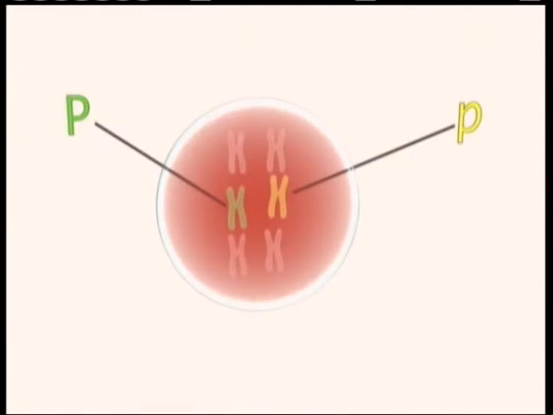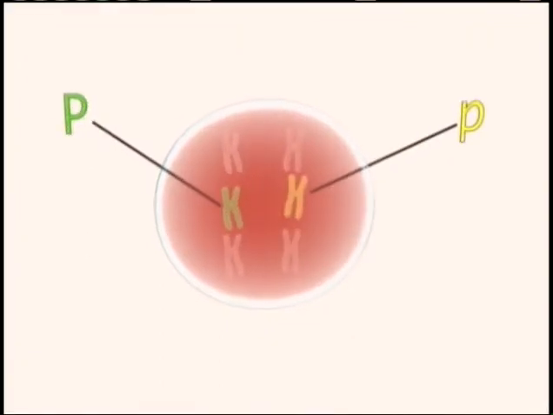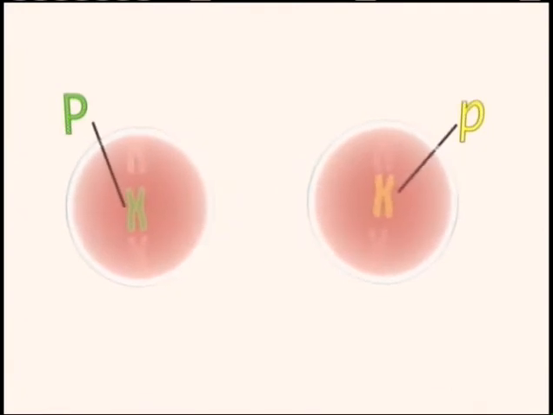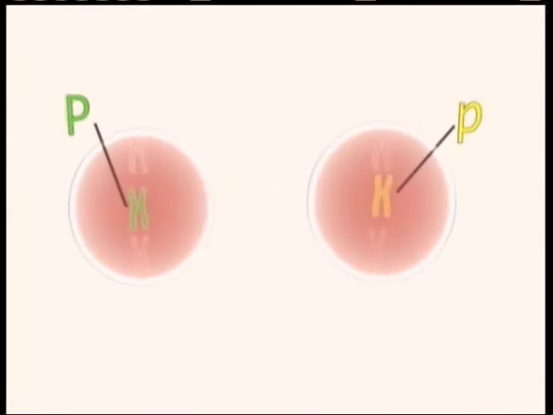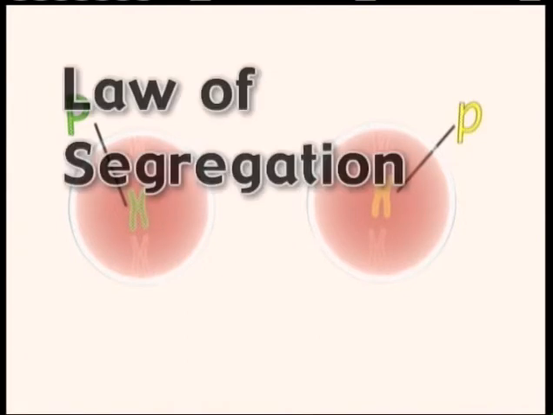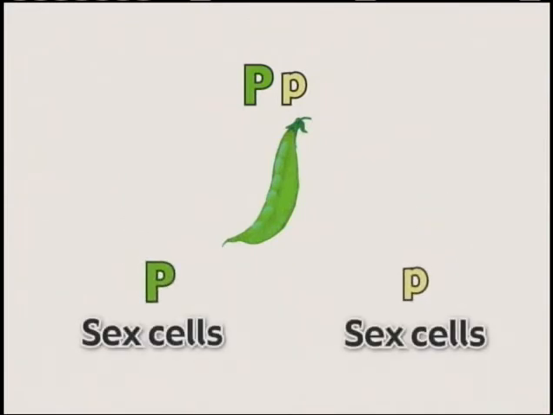When a parent plant forms sex cells, sperm or egg cells, the genes of the parent separate. Another word for separate is segregate. According to the law of segregation, a gene from each pair goes to each sex cell. For example, in the case of a heterozygous father, capital P and lowercase p separate to form sex cells. The same occurs in the mother.